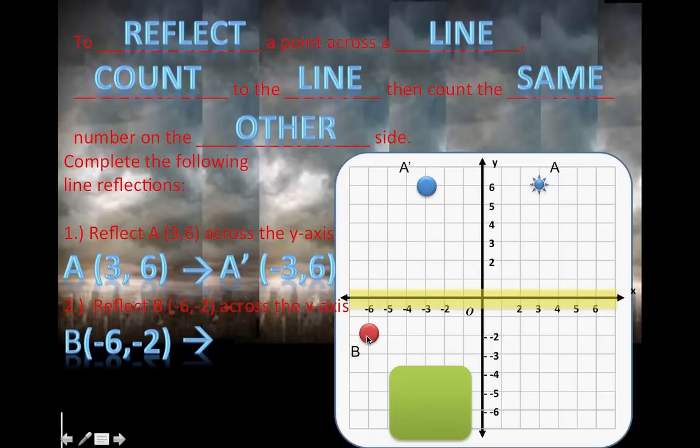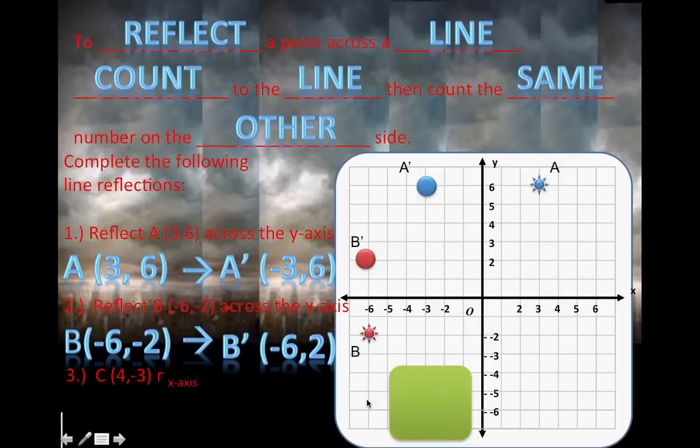We're going to do the same thing, but instead of counting to the y-axis this time, we're counting up to the x-axis. So we count 1, 2 spaces, and then we're going to move 2 spaces up again. 1, 2, so we end up right here. So B prime is the point -6, 2. Okay, just like the first one switched one of the values, our second example here switches a value as well.